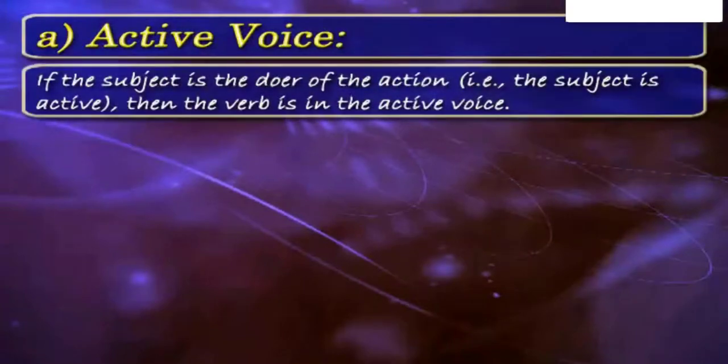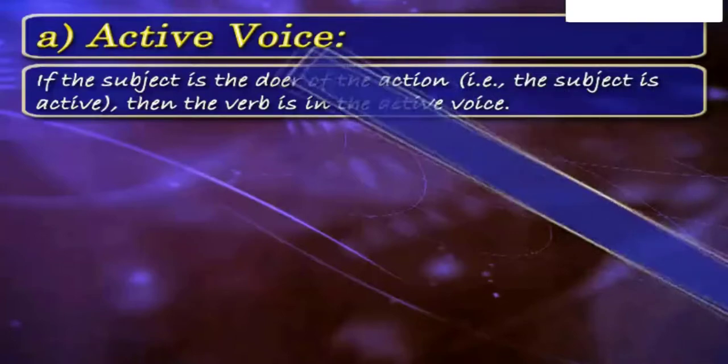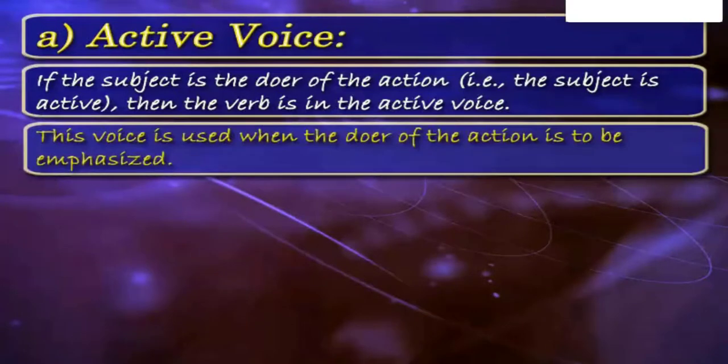Active voice. As per definition, if the subject is the doer of the action, that is, the subject is active, then the verb is in the active voice. So in a sentence, if the subject, who is the doer of action, is active, then the verb is in active voice. It is very important to note that this voice is used when the doer of the action is to be emphasized.